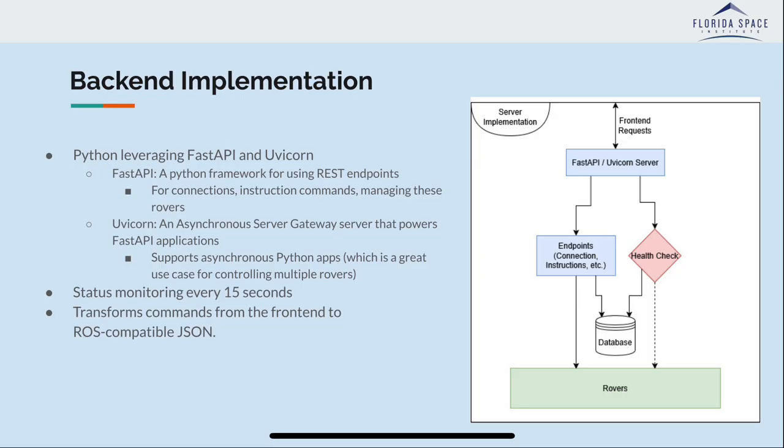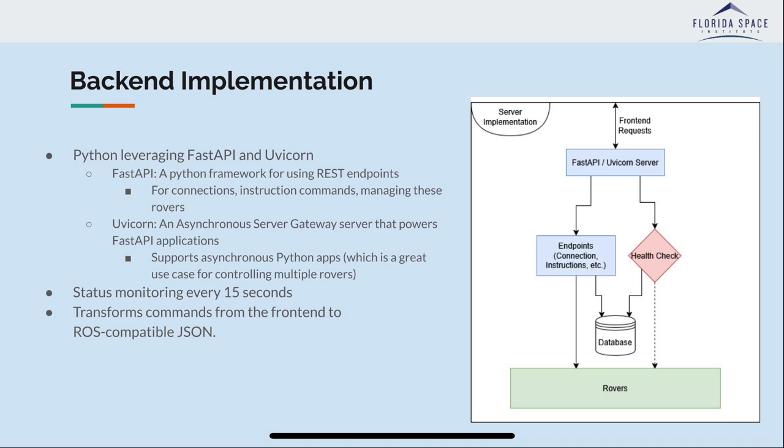This is just a deeper dive on the backend implementation that I had discussed earlier. So, like I said, it's a Python server that leverages FastAPI and Uvicorn. FastAPI is simply a Python framework for building REST endpoints. So these are endpoints for our connections, the instructions, managing the rovers.